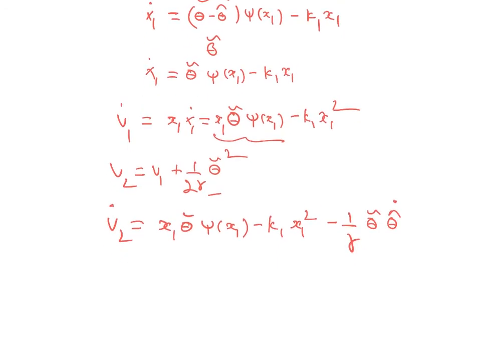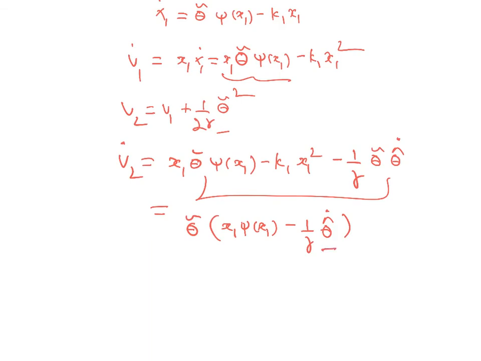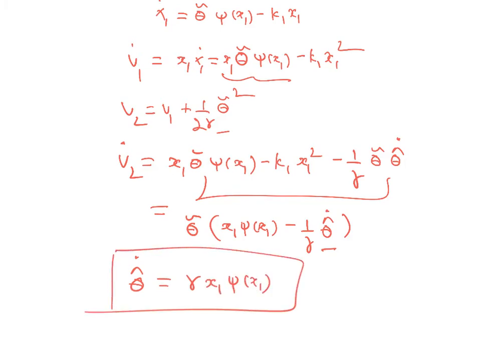So now the game will be over here. Now I can take out theta bar, then it becomes theta bar times x1 phi of x1 minus 1 over gamma theta hat dot, right? Now you can choose theta hat dot. Theta 1 hat dot is now gamma x1 phi of x1. So if you choose this theta hat dot, then this disappears, right?